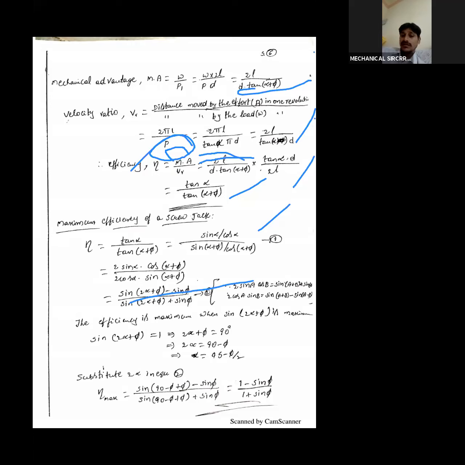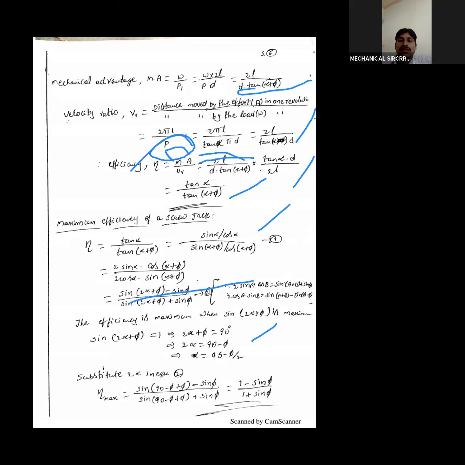When the sine value is 1, it is sine 90. So sine of 2 alpha plus pi equals sine 90, that is 2 alpha plus pi equals 90. Then 2 alpha equals 90 minus pi, so alpha equals 45 minus pi by 2. That is our maximum condition. So when alpha equals 45 minus pi by 2, 2 alpha equals 90 minus pi.